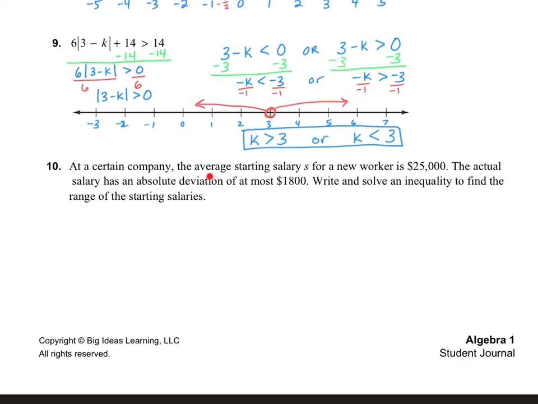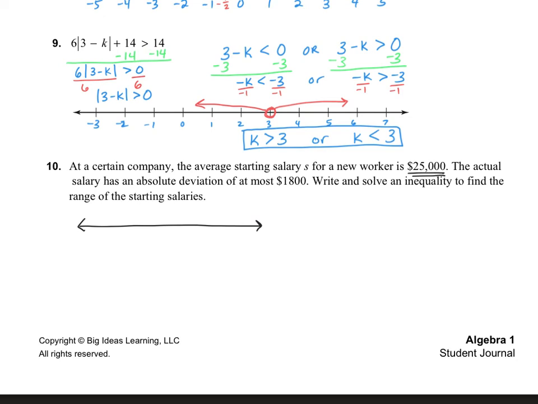At a certain company, the average starting salary S for a new worker is $25,000. The actual salary has an absolute deviation of at most 1,800. Write and solve an inequality to find the range of the starting salaries. Whenever I'm doing these kind of problems, I like to work backwards. And what I mean from that is I like to look and think about it on a number line first.